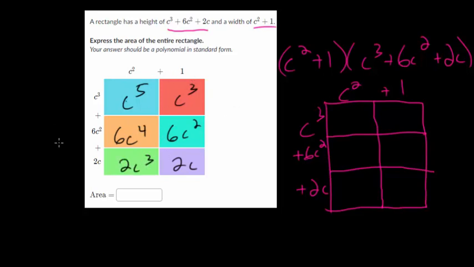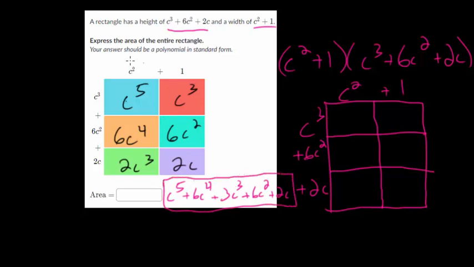Now we can just combine like terms. So notice we only have 1c to the 5th and 1c to the 4th term. So we got c to the 5th plus 6c to the 4th. Then we have our cubic terms. You got 1c cubed and 2c cubed. So in total we got 3c cubed. Then we got the square terms. There's only one of those, and there's only one linear term. So we have plus 6c squared and then plus 2c to finish it off. So this 5th degree polynomial will be the area of this rectangle, or in other words, it's the product of multiplying these 2 expressions together.